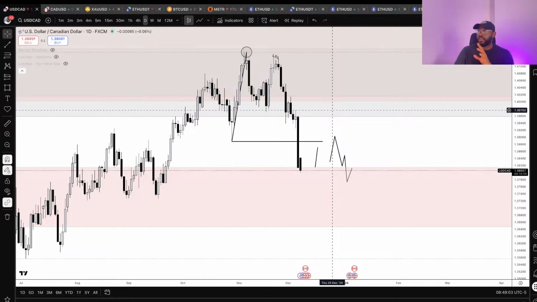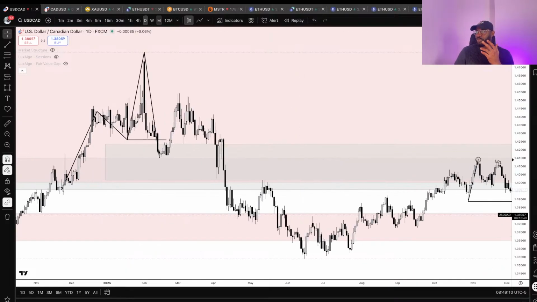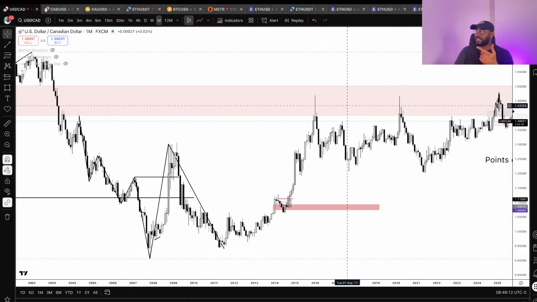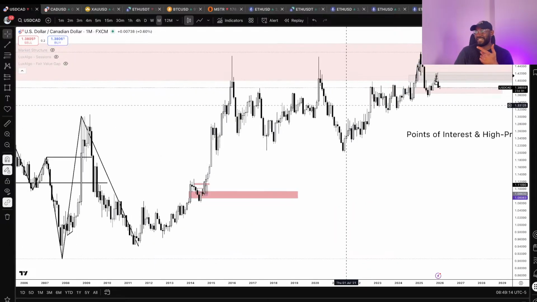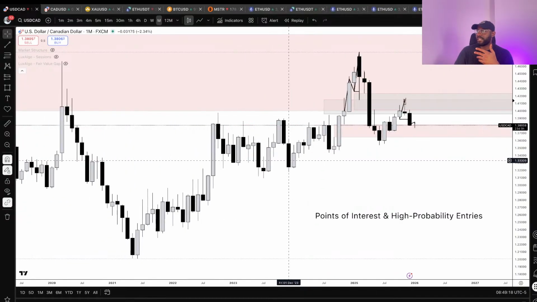Now, when it comes to reversal structure, how you can also anticipate a reversal structure is, firstly, you need to be using a higher time frame point of interest to anticipate a reversal. Now, higher time frame point of interest, I mean like a monthly.